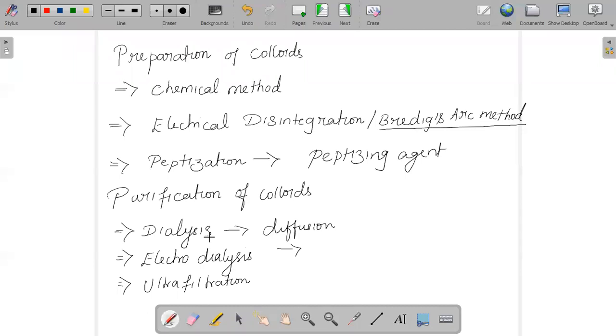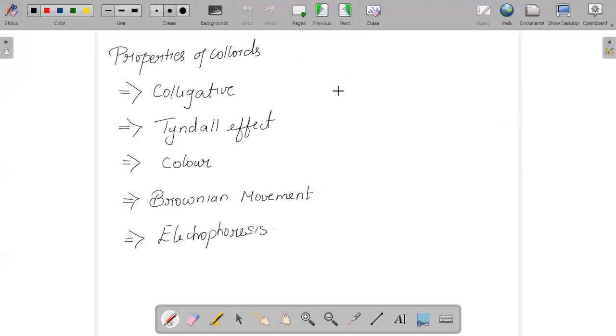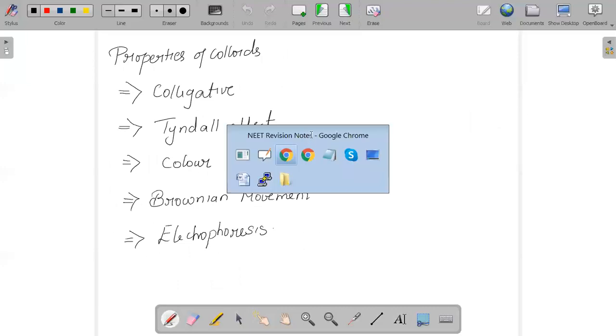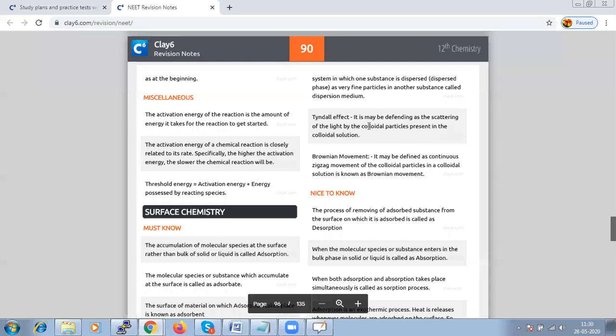to purify. And next, what are the properties of colloids? We have different properties of colloids. One is the colligative property. The particles in colloids are bigger aggregates than those in a true solution. Hence, the number of particles in a colloid is lesser than in a true solution of the same concentration. And next, what is the Tyndall effect?